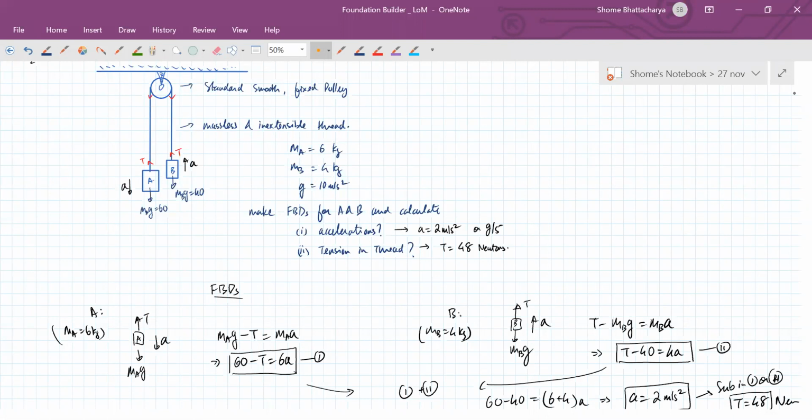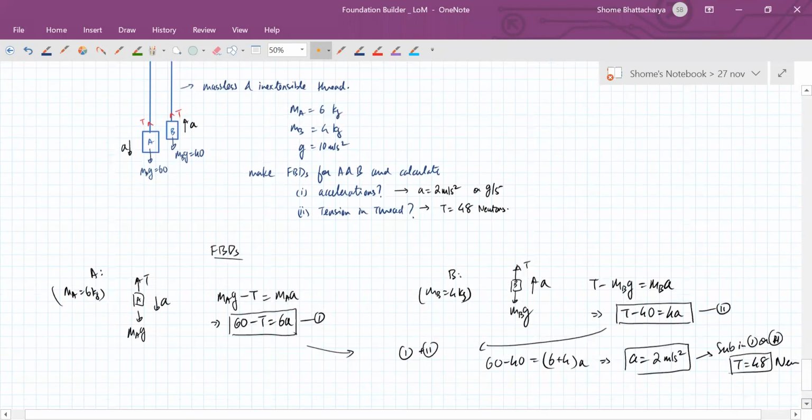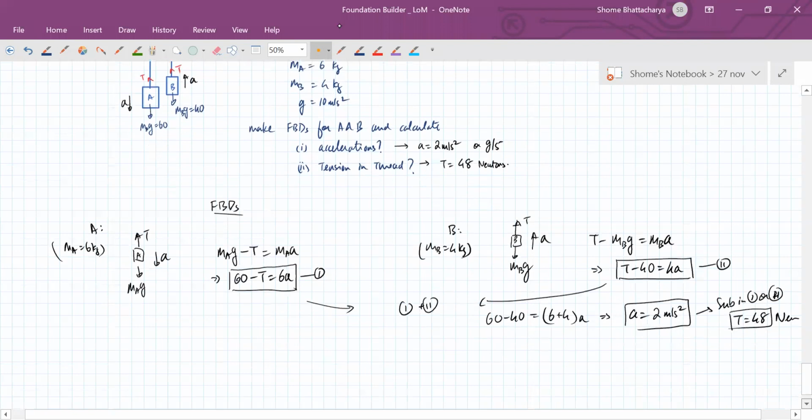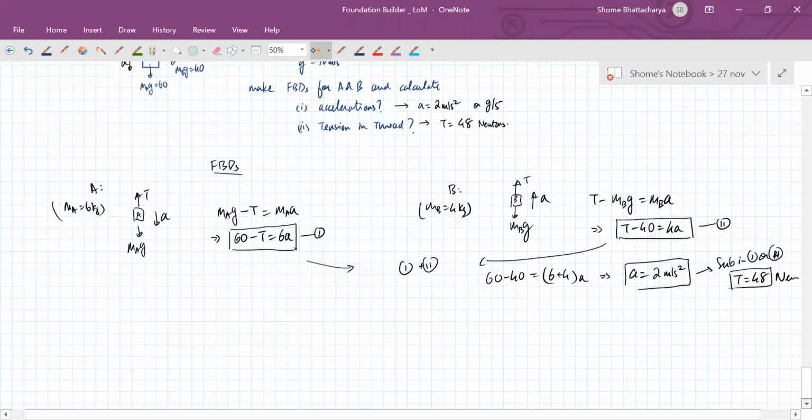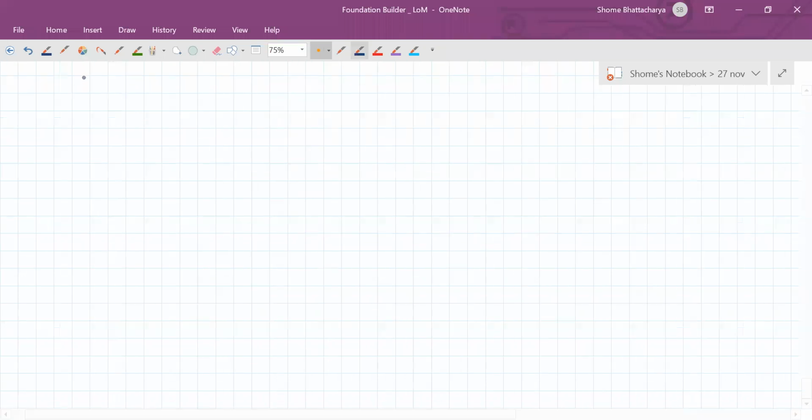Okay, so now let's come to some of the questions from worksheet 1 or assignment 1. So hope this is clear to all of you. Good. Now we will discuss assignment 1 doubts.